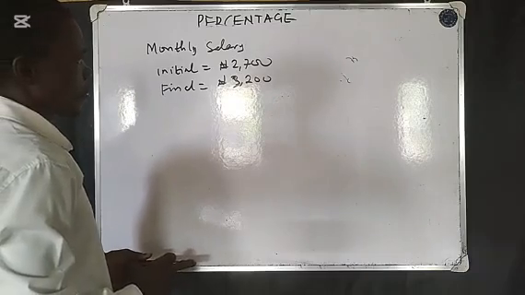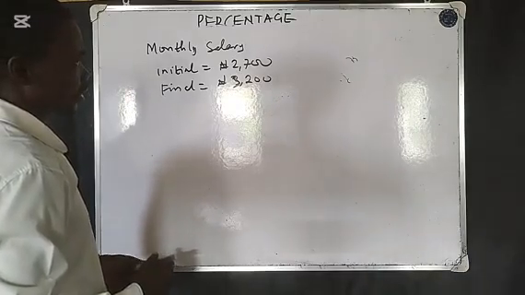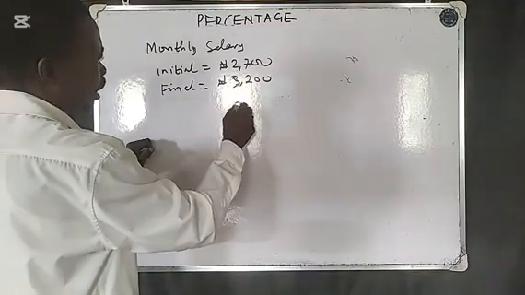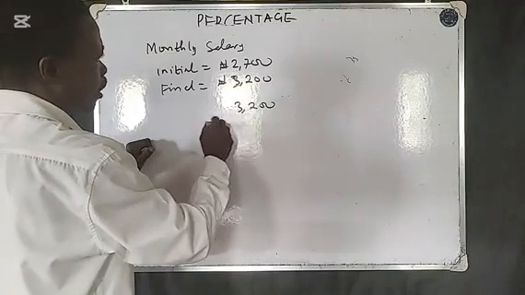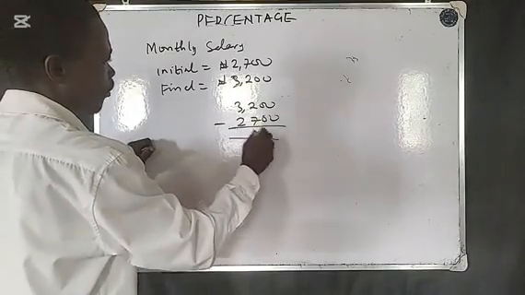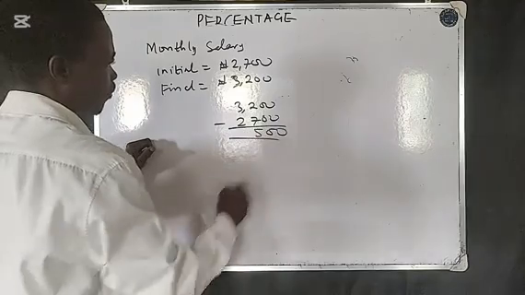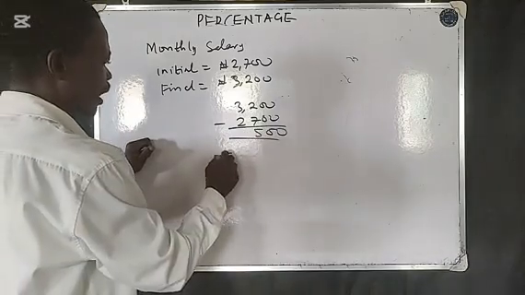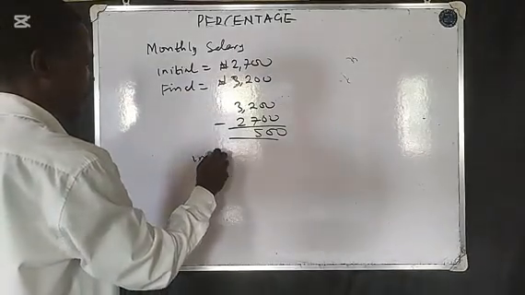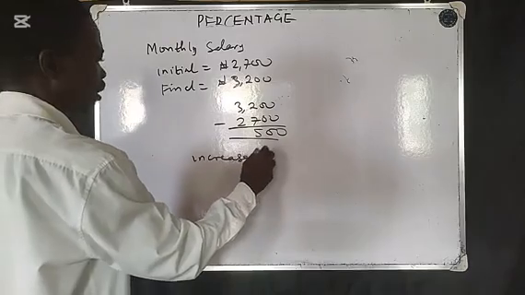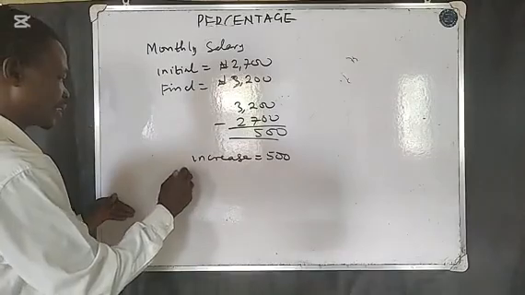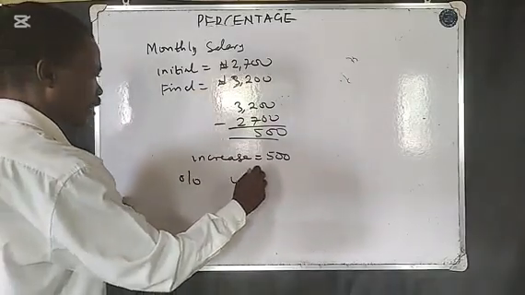To find the percentage increase, we write 3,200 minus 2,700. The difference should be 500, right? Yes, 500. We find the increase first. Is it not so? The increase is 500. True or false? Then we now find the percentage increase.